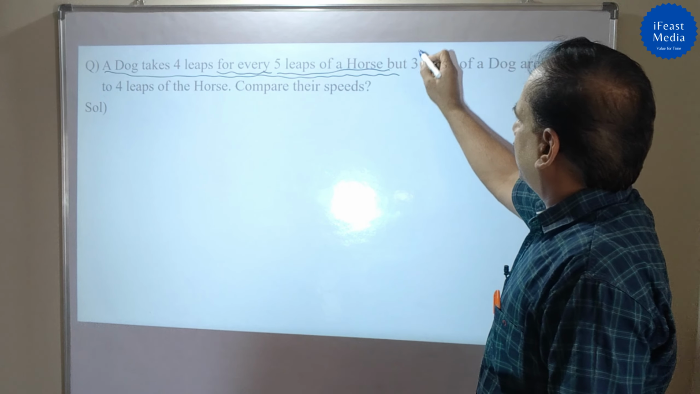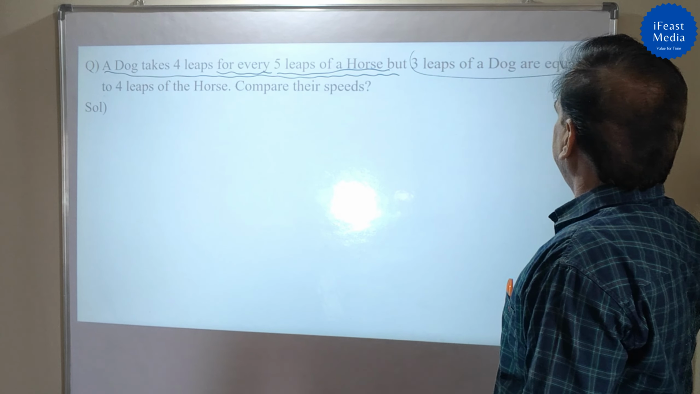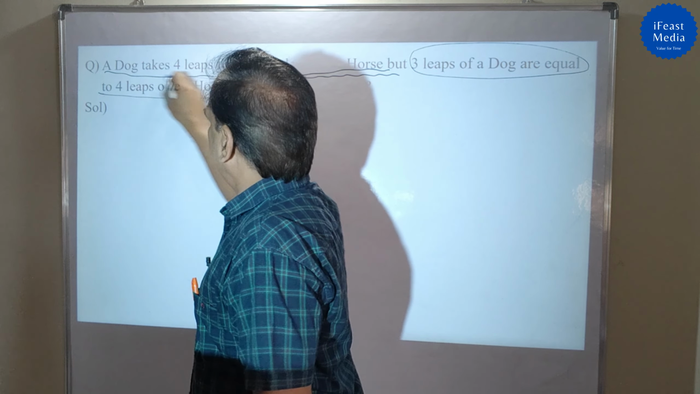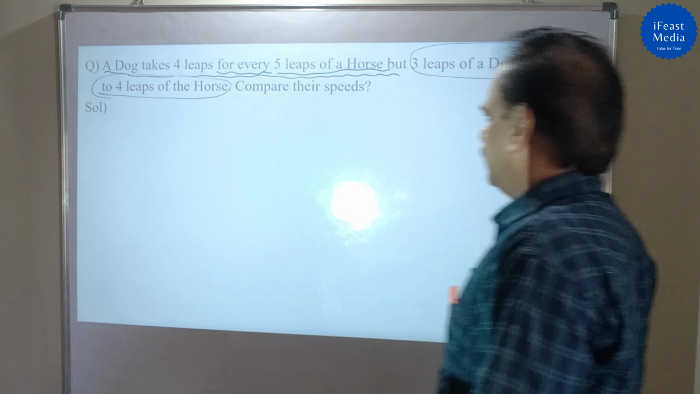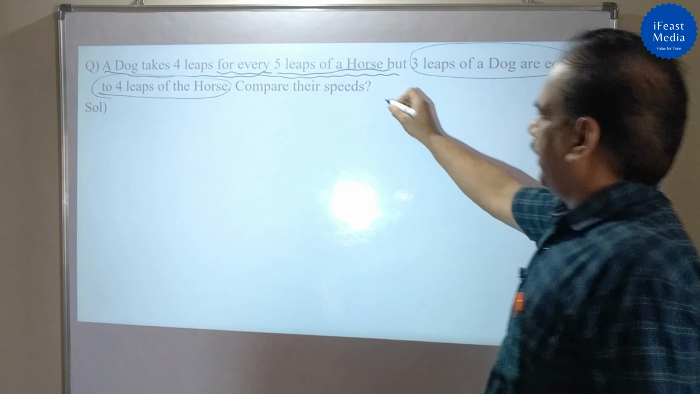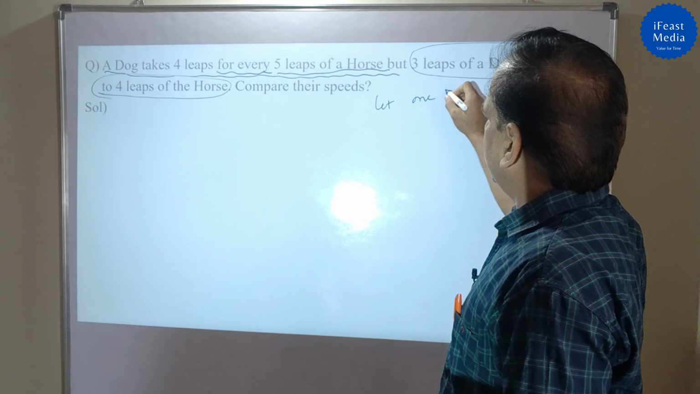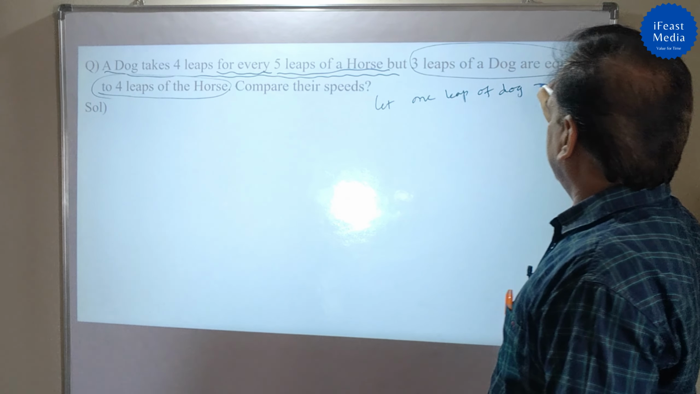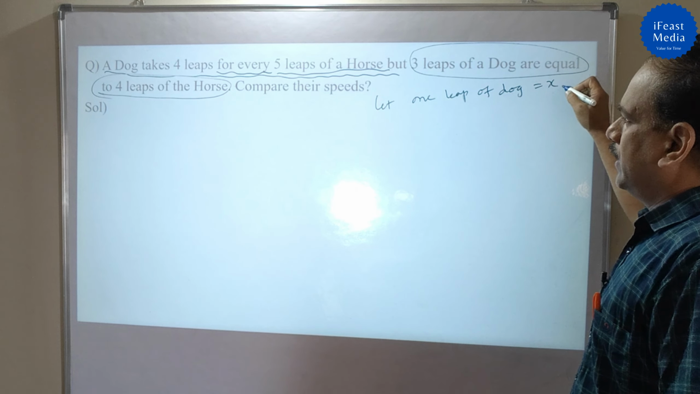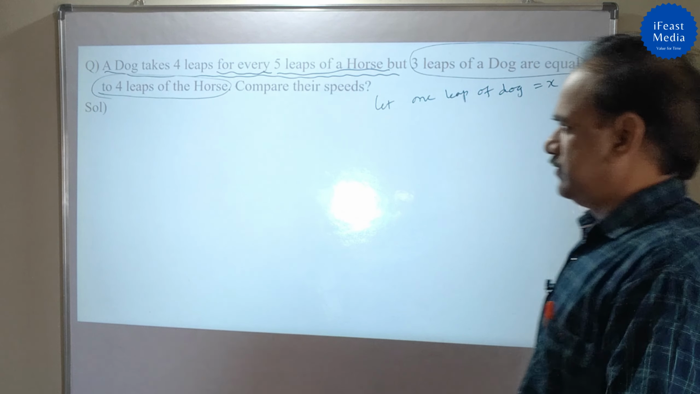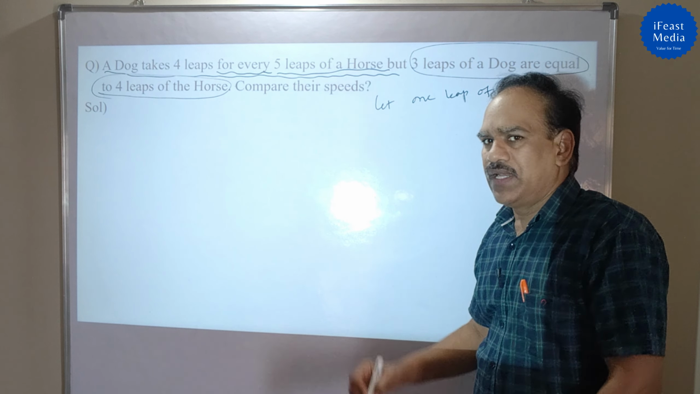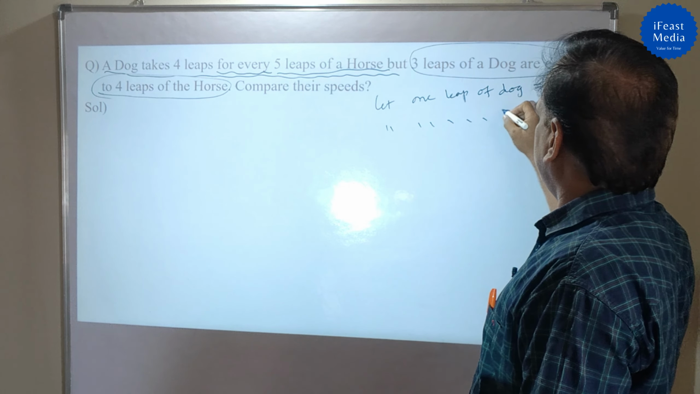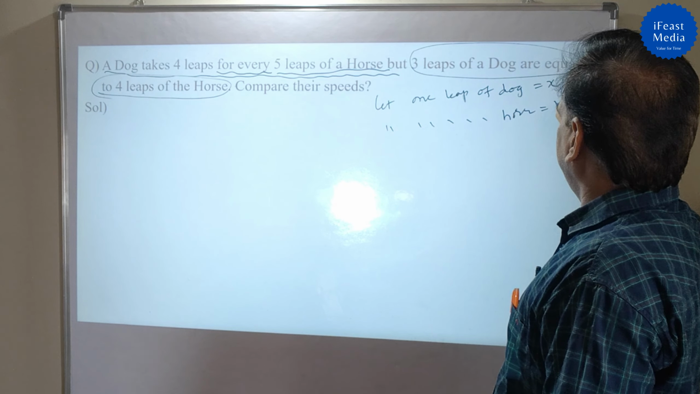And another statement is also given, that 3 leaps of a dog are equal to 4 leaps of the horse. Let 1 leap of dog equal to x. That means the distance covered in 1 leap by the dog be x, and 1 leap of horse be y.